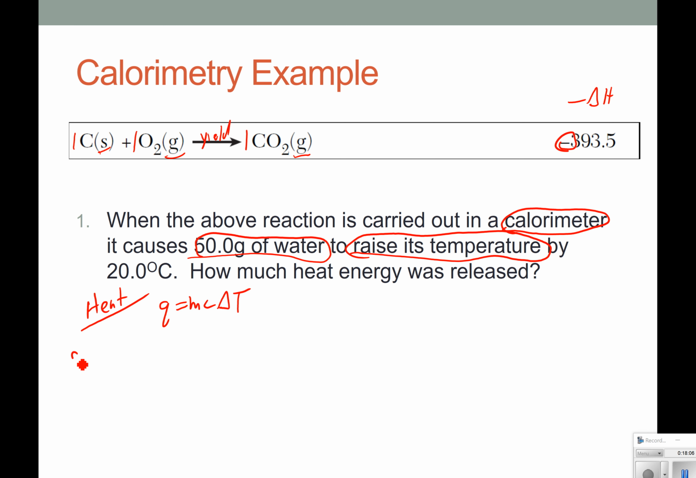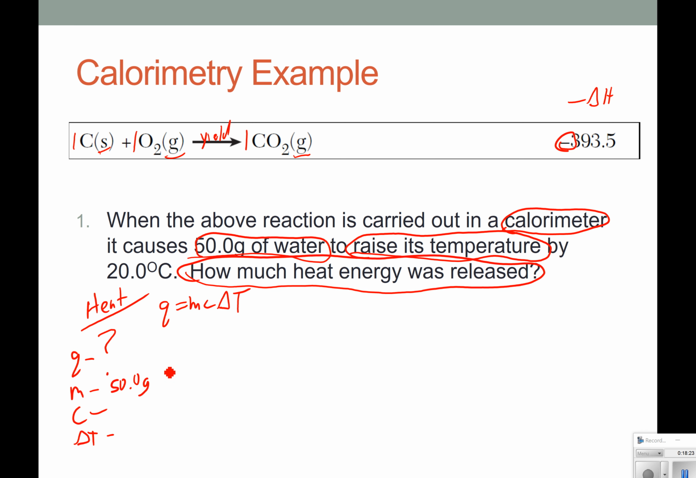Now I'd like you to define everything here, once you decide what equation you're going to use. Now our heat value, that's what we're looking for. How much heat energy was released? So we don't know how much heat energy was released. We know that we have 50.0 grams of water. And since we're dealing with water, we know what the C, or the specific heat capacity, is: 4.18 joules per gram Kelvin.